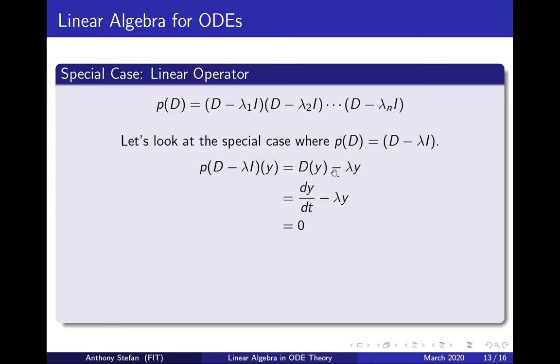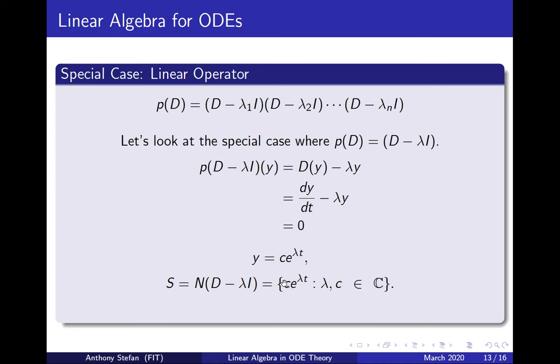first derivative of Y minus lambda Y. So the first derivative of Y minus lambda Y we know is equal to 0 because it's homogeneous. Then for this special case, as we've been seeing, the solution is just of the form y equal to C e to the lambda t. And S, the solution space, is equal to the null space of D minus lambda I, which is equal to C e to the lambda t, where lambda and C are in the complex field.